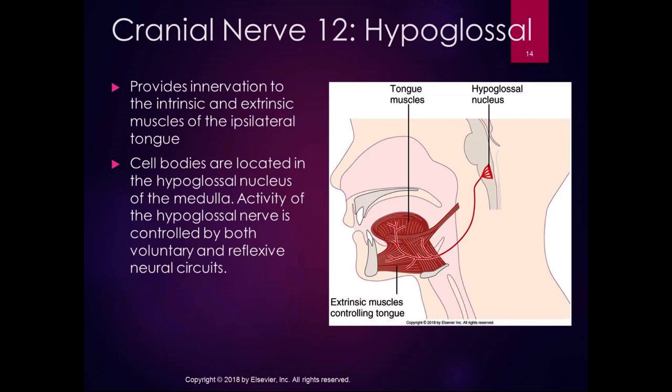Cranial nerve 12, last one, is the hypoglossal nerve, and it provides innervation to intrinsic and extrinsic muscles of the ipsilateral tongue. So one side of it innervates the same side of the tongue that it's on, and the other side innervates the other side of the tongue. So it's controlling tongue motions. So the glossopharyngeal nerve is more swallowing and taste, and the hypoglossal nerve is tongue motions.